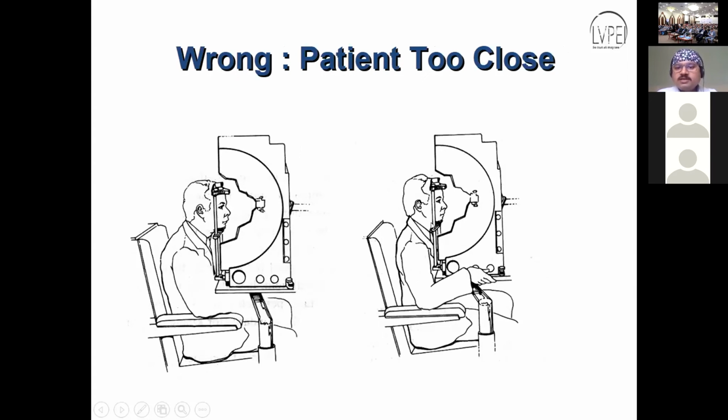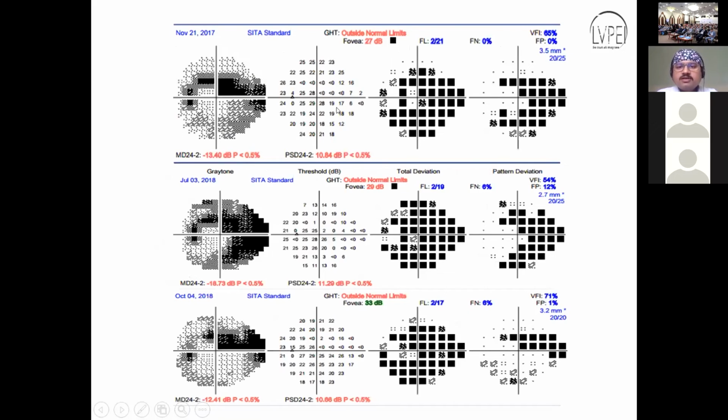Now if the patient is sitting too close to the machine, ergonomically the patient won't be comfortable, and because this is a long test, the patient has to be comfortable. In such a situation, the patient will try to finish the test early by just giving random responses to the machine, and this will lead to some kind of artifact seen in the HVF report.